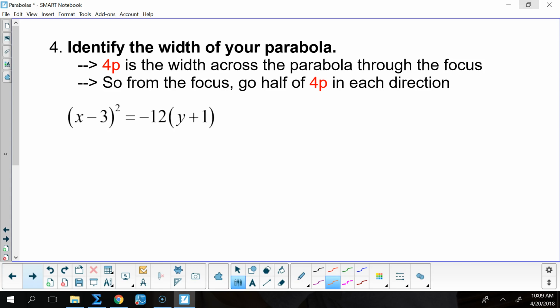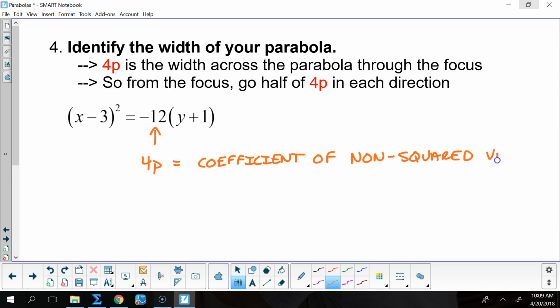Okay? Well, here now, we're going to look at this 4p number, okay? Because that's the number, so 4p is the coefficient of the non-squared variable.